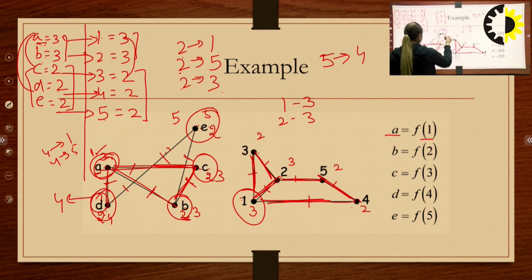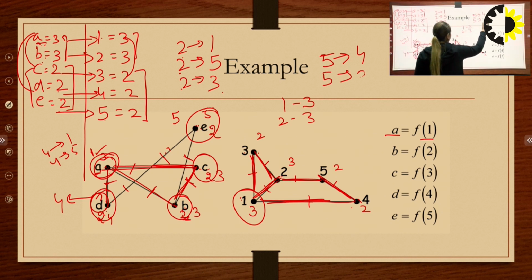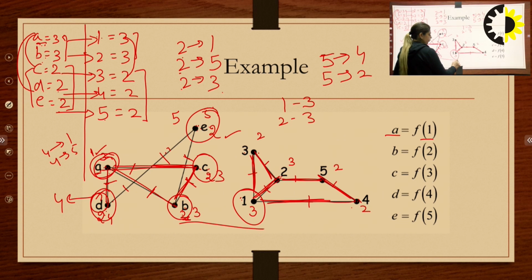5 and E is connected to B. 5 should be connected to 2, right? 5 should be connected to 4. Yes, this mapping is also okay. That means these two are isomorphic graphs, right?